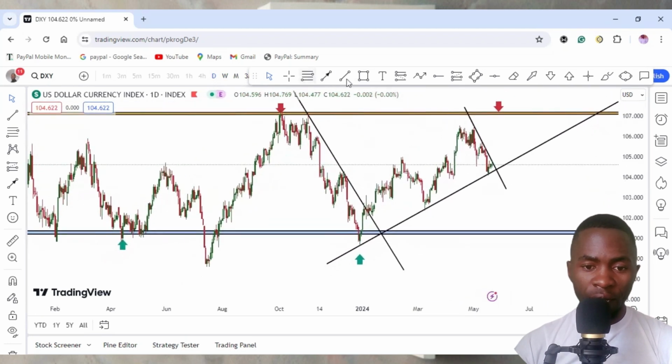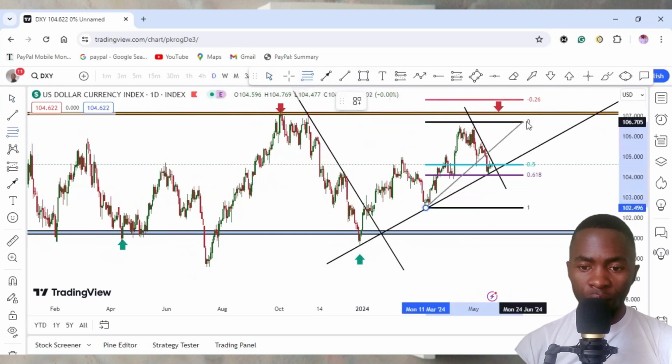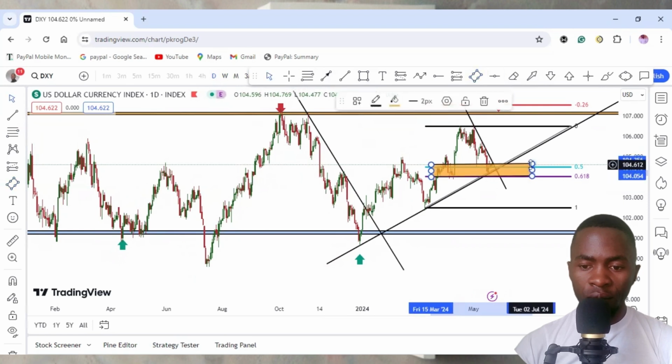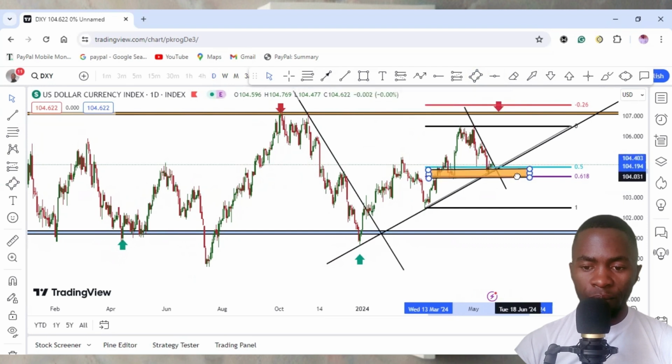Another confluence, if I can use my Fibonacci tool, you can see clearly that the market is at my 50 to 60 level, which shows me that the market might respect this level.